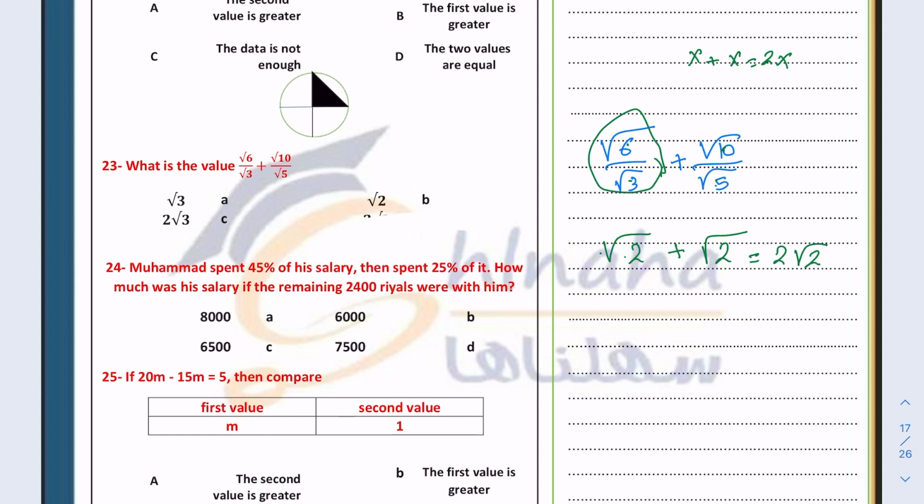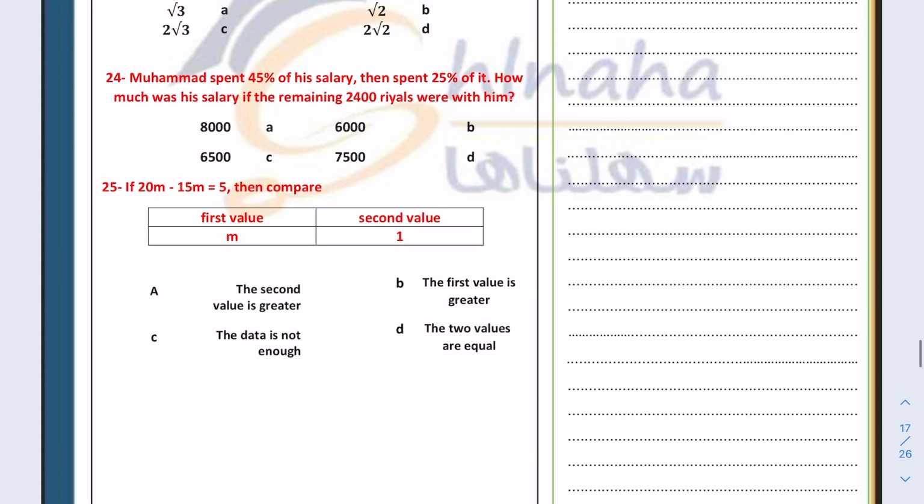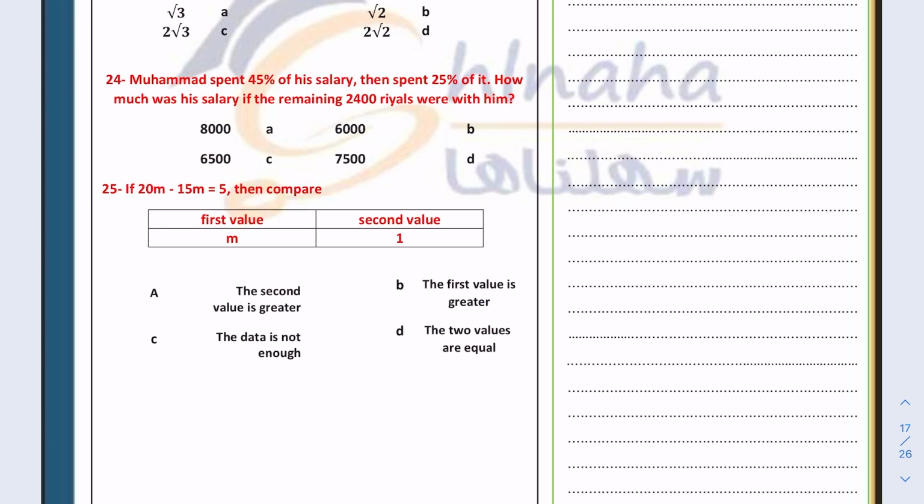Question number 24. Muhammad spent 45% of his salary, then he spent 25% of his salary, and if the remaining with him is 2,400, find his salary. Okay, he spent 45% plus 25%, which is 70%. The remaining will be 100 minus 70, which is 30%.